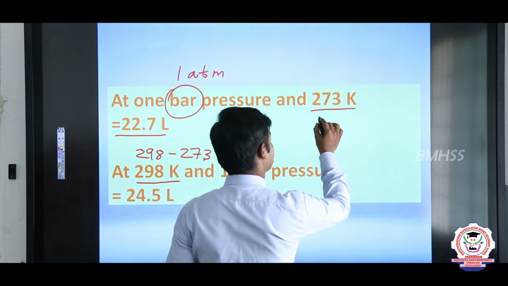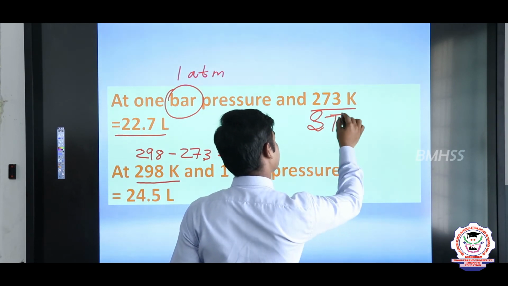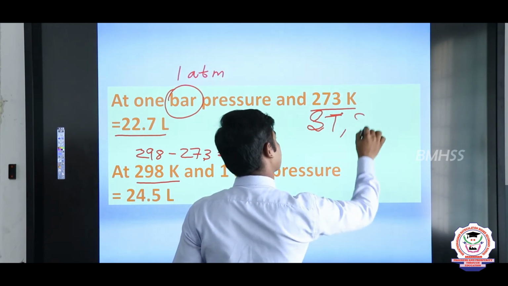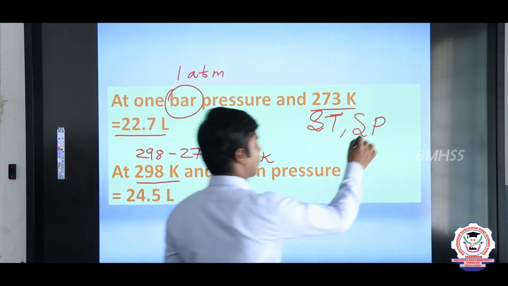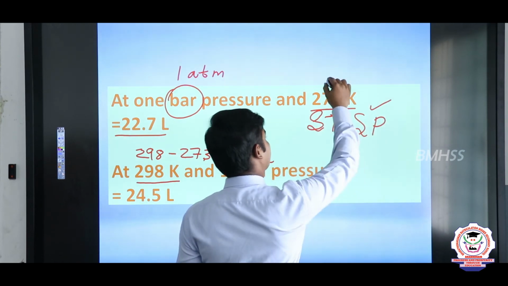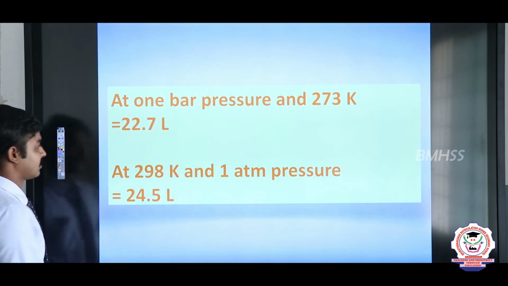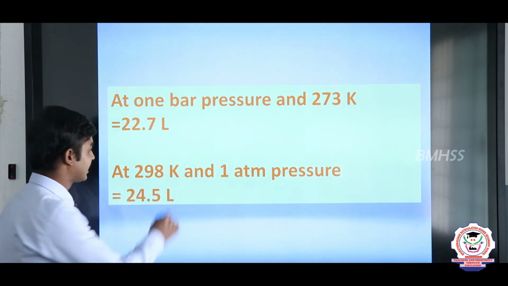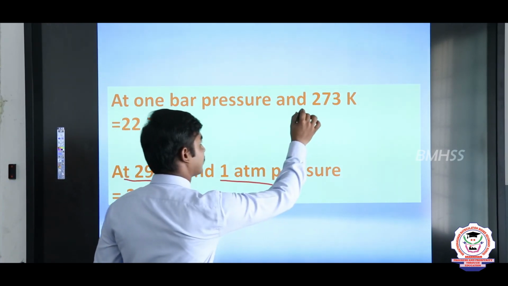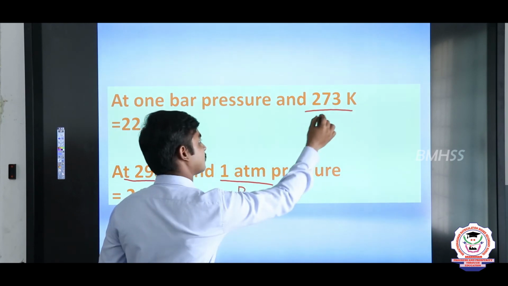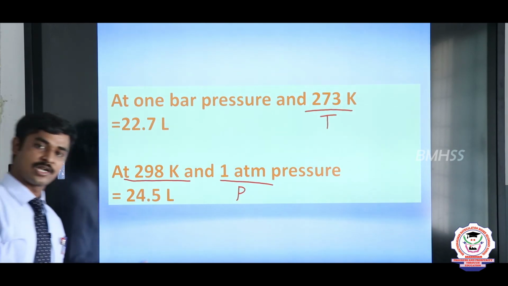Here it is the standard temperature. We use standard temperature and standard pressure. The standard pressure is 1 atm, you already know that, and the standard temperature is 273 Kelvin. And now look at this. Here we use 298 Kelvin, so we change the temperature, and pressure is the standard 1 atm. Here temperature is standard, here pressure is standard. When we change the temperature, the molar volume differs.